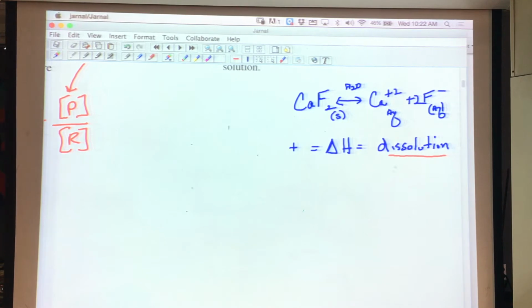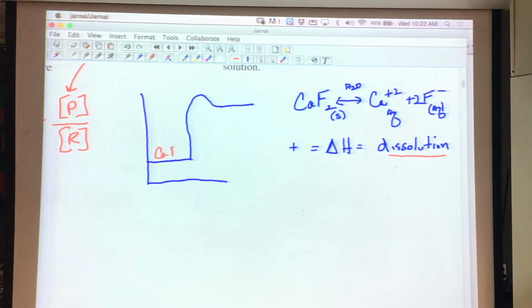Let's write a potential energy curve to understand this. If it's endothermic, we start low and we go high. Okay, now what is low? The low is the reactants. The reactants are the solid salt. And the products are the ions. Now when I do this, I can now see what's going on. The delta H, which is the difference of where I start and when I finish, went up. It's a positive value.